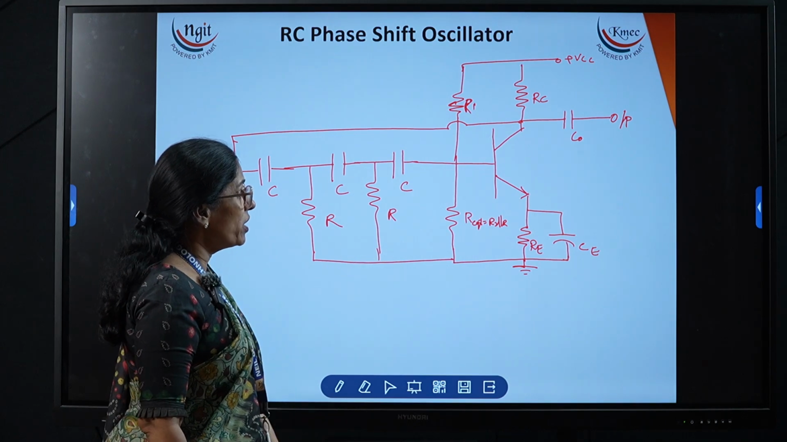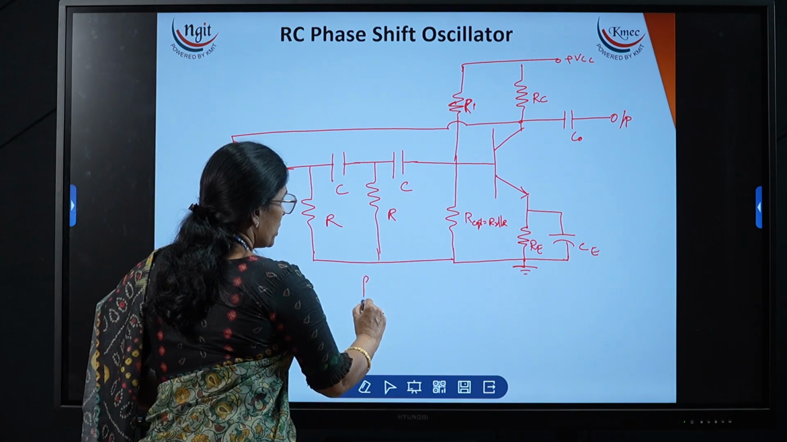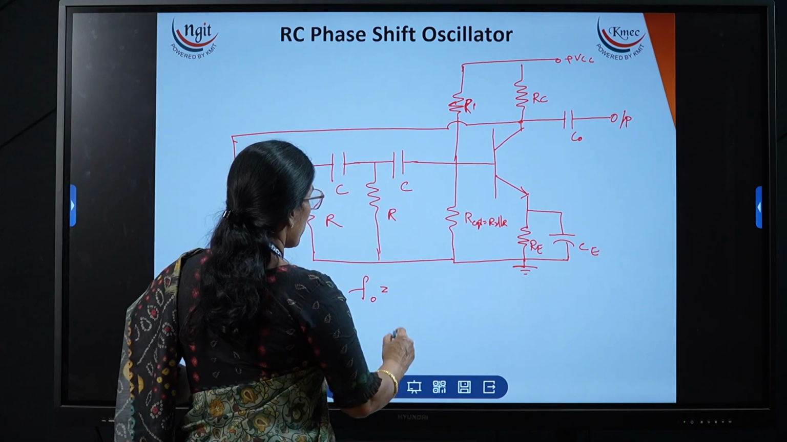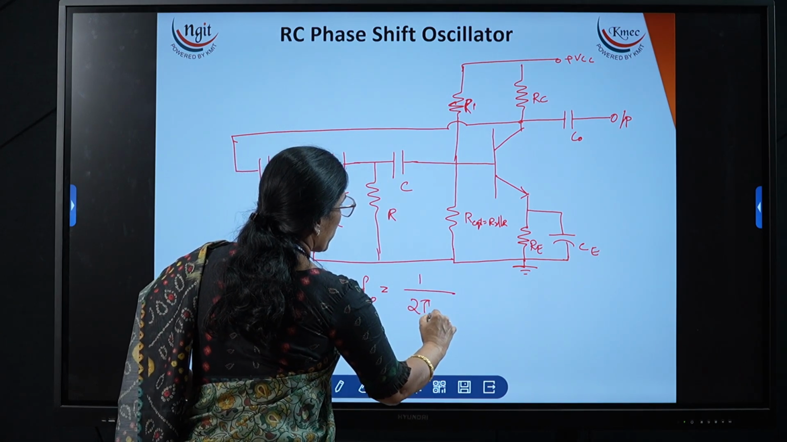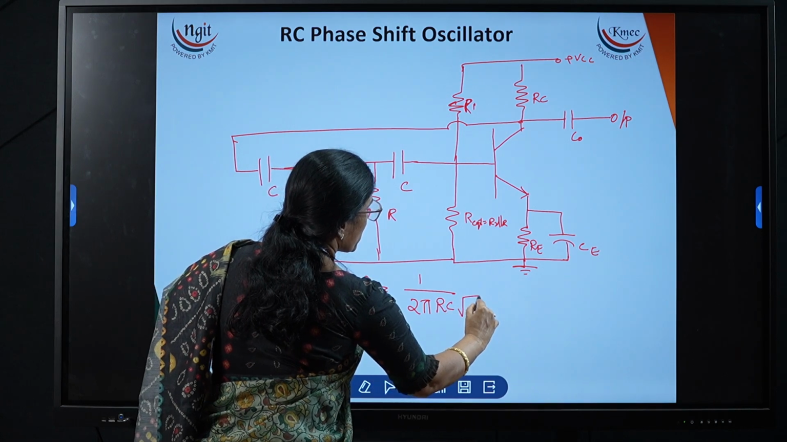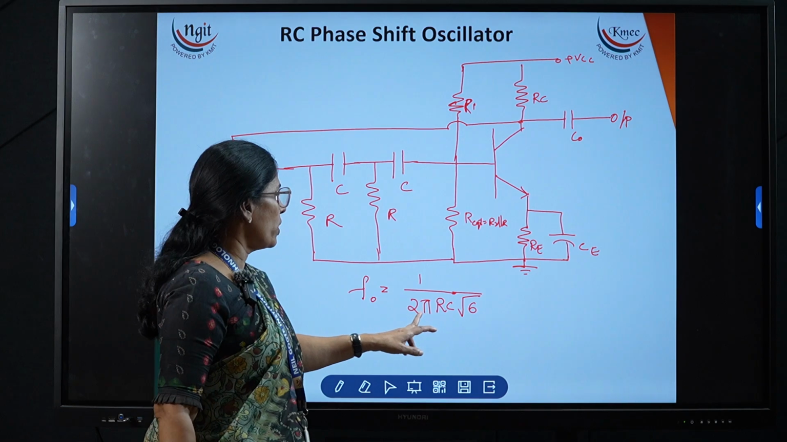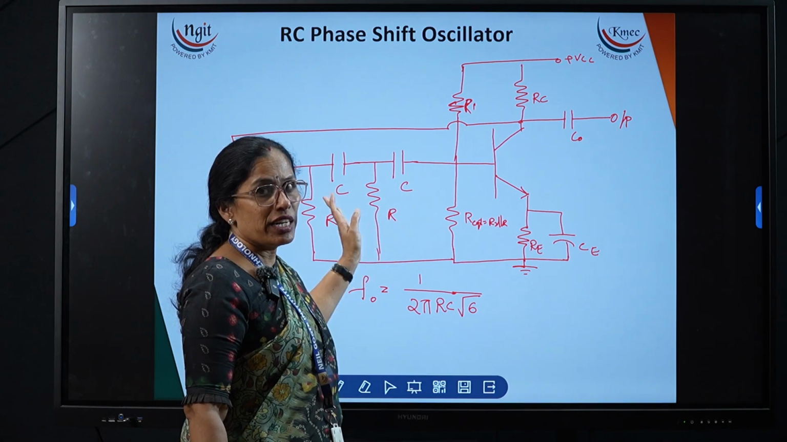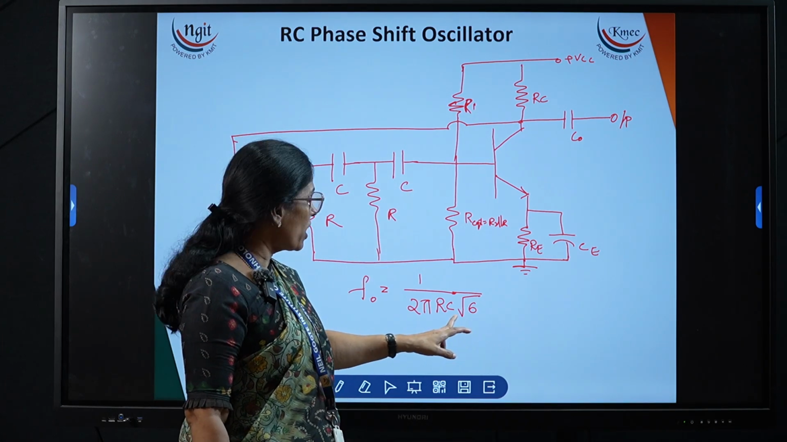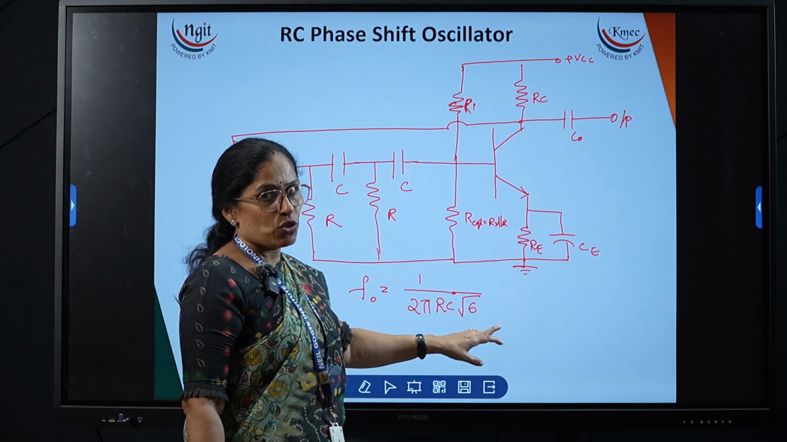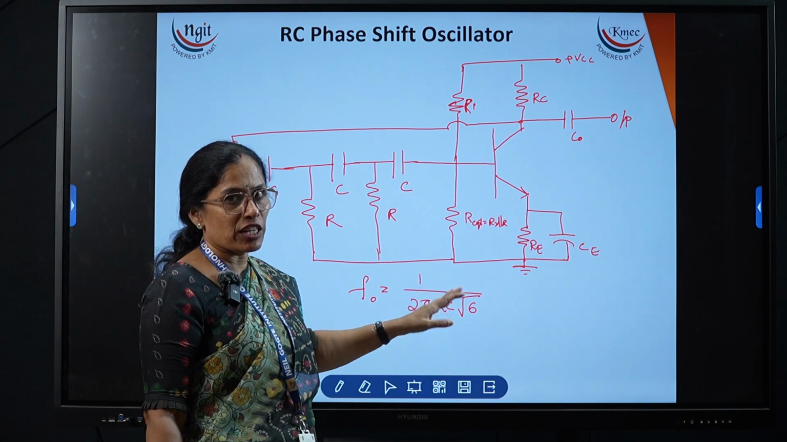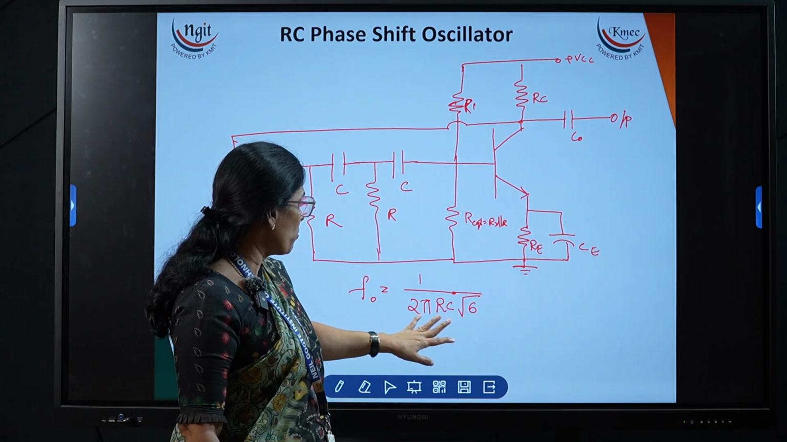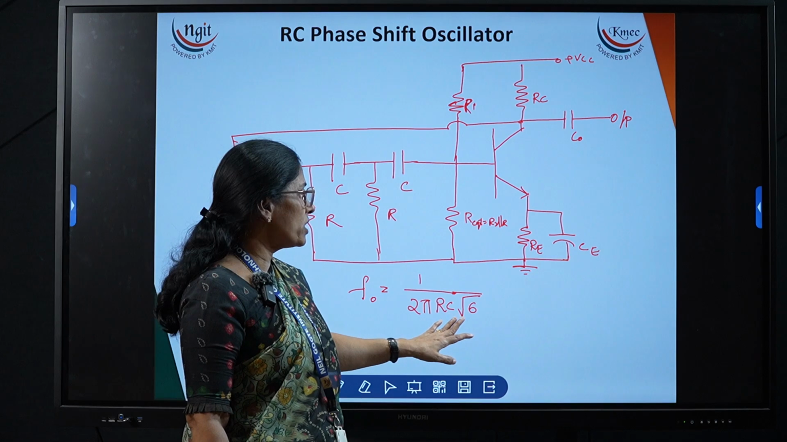Now if we derive the expression for the frequency, F, the oscillations produced by this circuit, is equal to 1 divided by 2 pi RC root 6, or in general 1 divided by 2 pi RC root 2n, where n is the number of RC networks. Here it is 3, so 2 into 3 is 6. That's why I have taken 2 pi RC root 6. You can go with 4, 5 also, but 3 RC networks is the minimum number of components. That's why the formula is F0 equal to 1 divided by 2 pi RC under root 6.